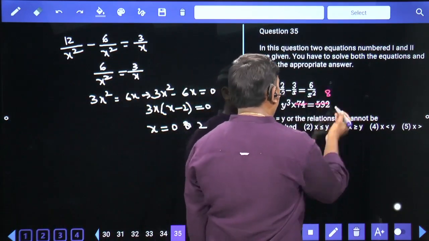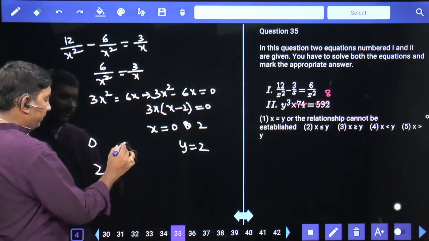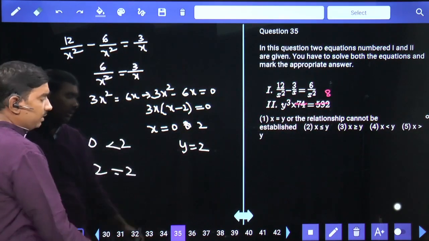Y equal to 2. X is 0 or 2, y value 2. X less than or equals to y.